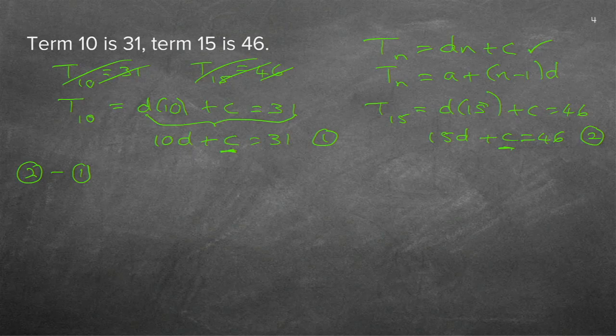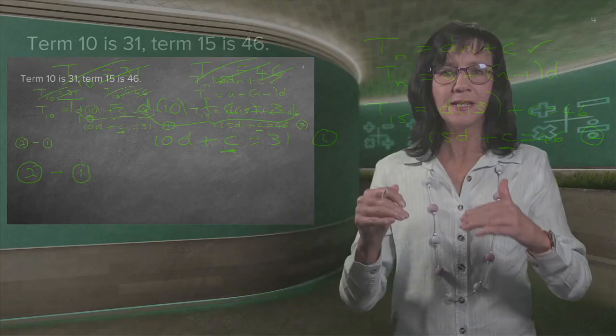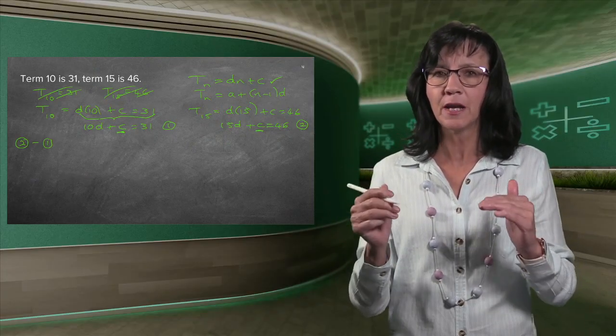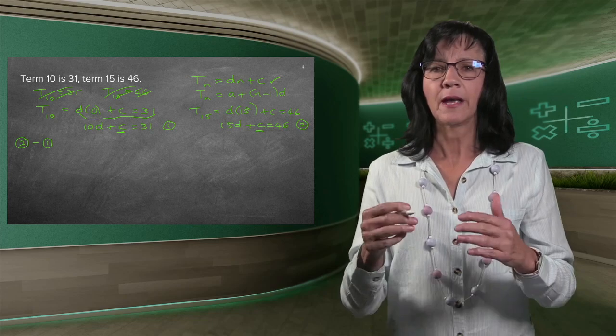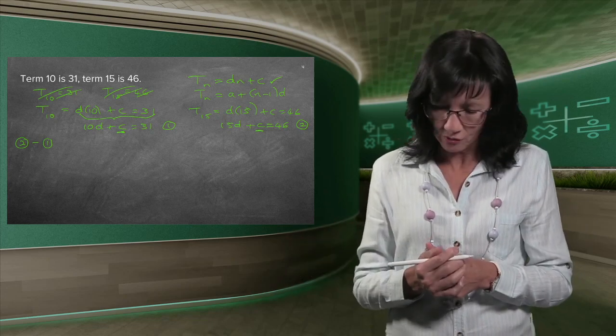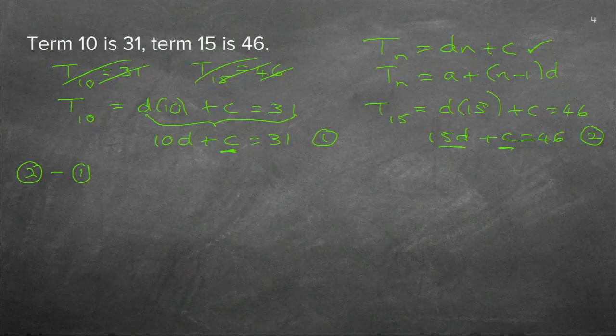Just be very careful. Luckily, we've got only pluses in our sums now. But if there were minuses and I minus a minus, it becomes a positive. So be very careful if you do the minusing and if there is a minus specifically, that you make sure it turns into a positive. So what I'm going to do, I'm going to say 15d minus 10d is 5d. And c minus c is just 0. And 46 minus 31 is 15. So there I got rid of my one variable c. Now I can solve it.